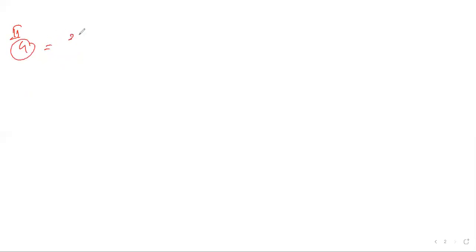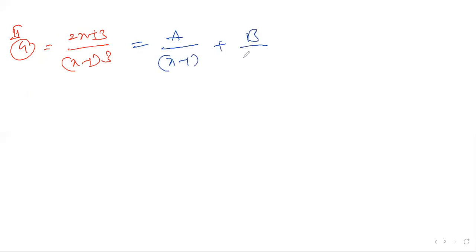The question is (2x plus 3) by (x minus 1) whole cube. I will explain another method. According to the standard procedure I told you, A by (x minus 1), B by (x minus 1) whole square, C by (x minus 1) whole cube. I think yesterday's discussion is already done.